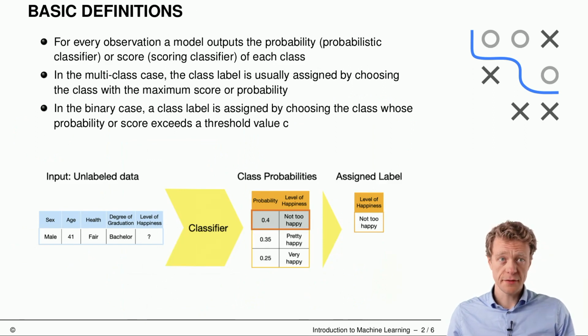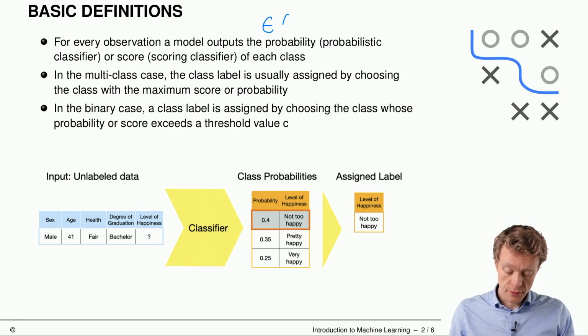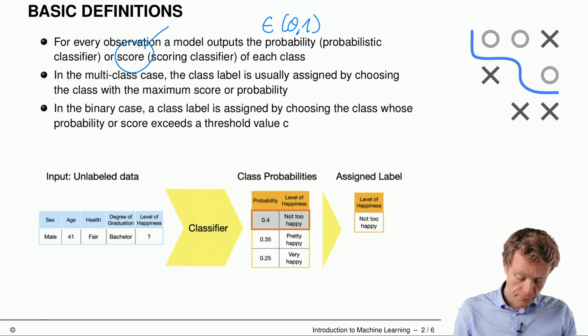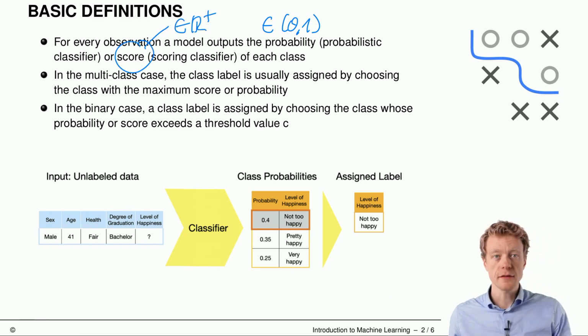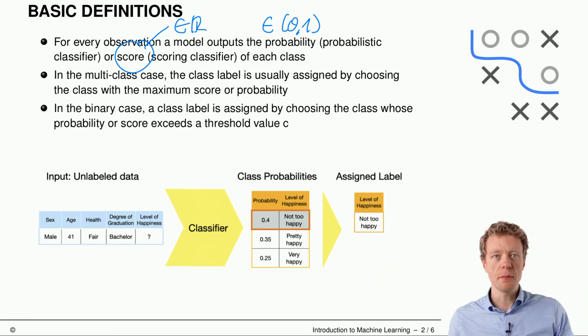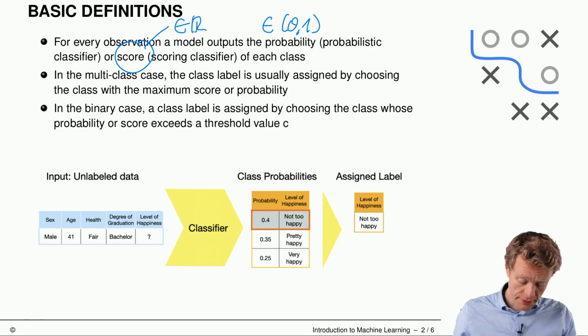Let's start out with some basic definitions. For every observation, a model outputs the probability or the score of each class. A probability always has to live in the interval [0, 1], and a score may be from R plus, or perhaps from R0, but basically a score may be from the entire R, so just any real number. In a multi-class case, the class label is then usually assigned by choosing the class with the maximum score or probability.